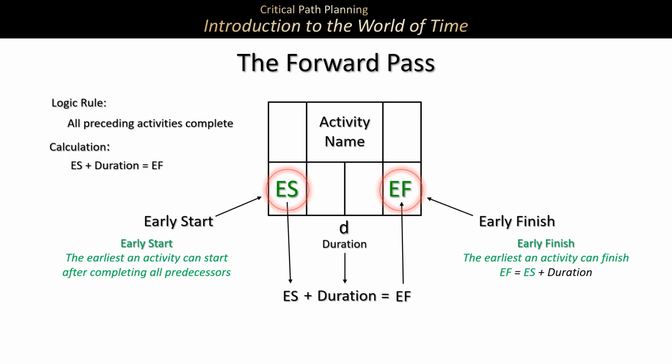Once we have the early finish, it is entered into the box on the right. And now we have the early performance of that activity. Note, there are only 2 things we need to remember for this forward pass, and that's the logic rule that all preceding activities must be complete, and the calculation, early start plus duration gives us early finish.